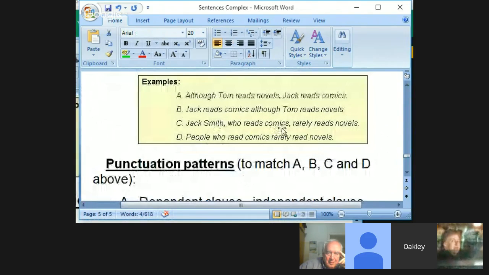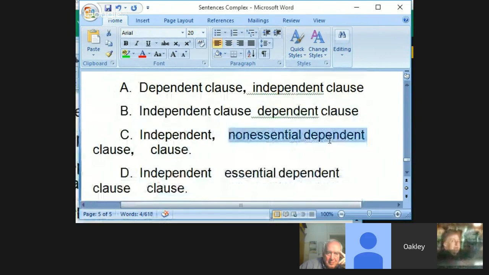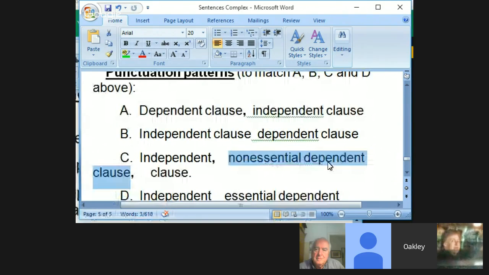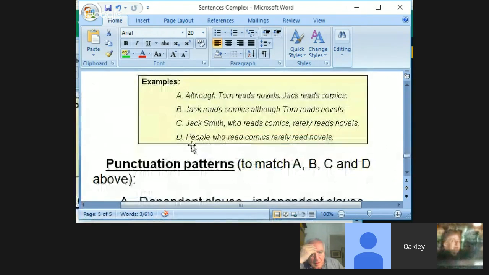Jack Smith, who reads comics, rarely reads novels. Notice the use of commas. That is because we have a non-essential dependent clause. Again, we get tricky with the essential and non-essential information. Yes, we can get rid of who reads comics. Jack Smith rarely reads novels. It's not that important. It's extra information. Yeah. It is not essential. In that case, I need to have commas to separate this dependent clause. Non-essential dependent clause.